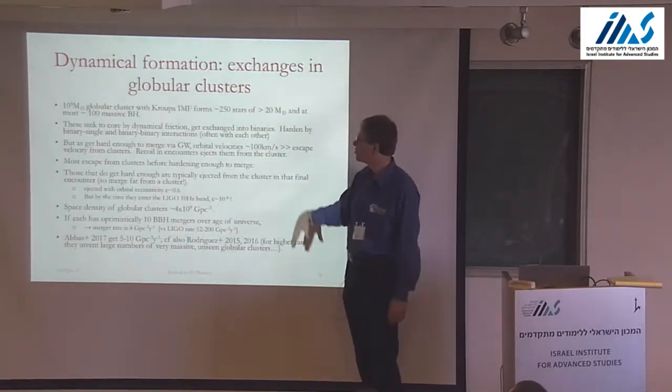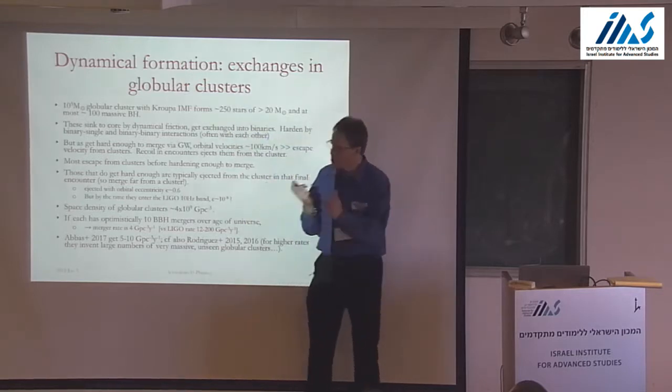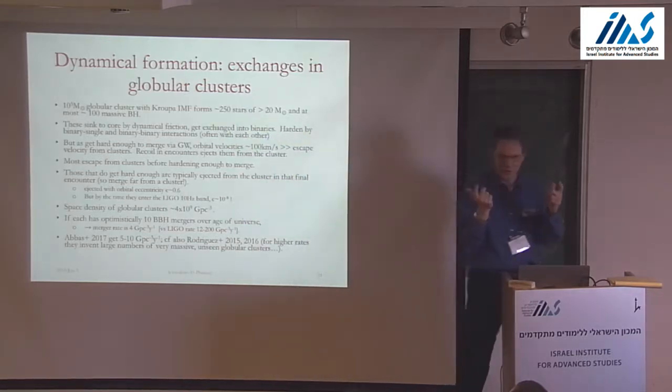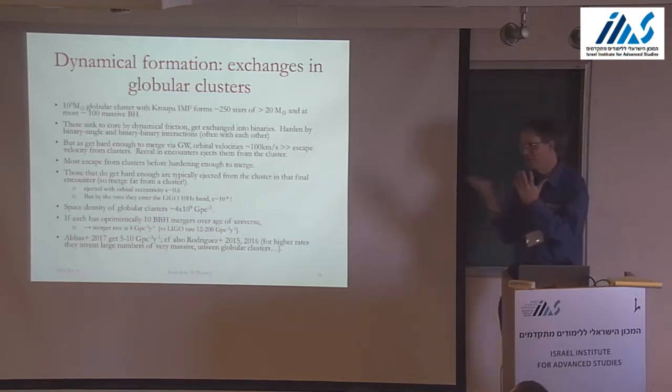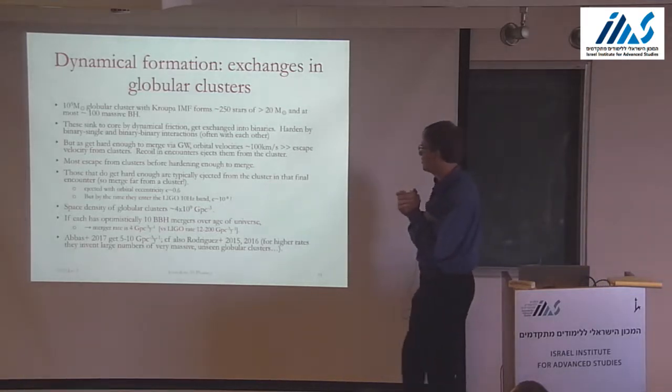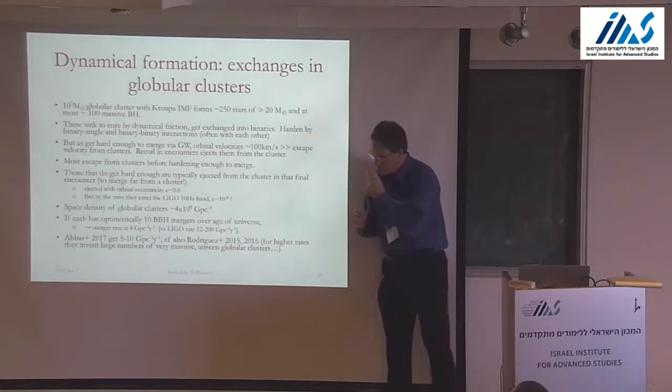The rest might be neutron stars or things that have escaped. So we're not talking about a lot of black holes. It's 10 to the 5 solar-type stars, but it's like 100 black holes that you predict coming out of the IMF. So they sink to the center by dynamical friction.